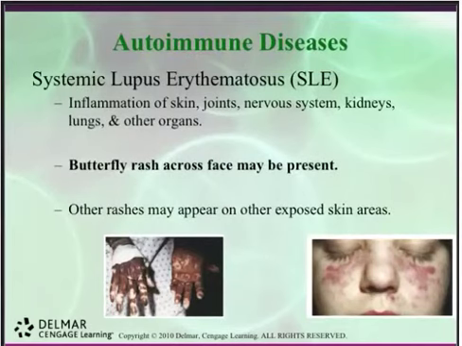Okay, systemic lupus erythematosus is a severe autoimmune disorder. It's characterized by an inflammation of the skin, the joints, the nervous system, the kidneys, the lungs, as well as other organs. There's often a butterfly rash across the face that gives a wolf-like appearance, hence the lupus in the name systemic lupus. Other rashes can appear on other exposed skin areas.